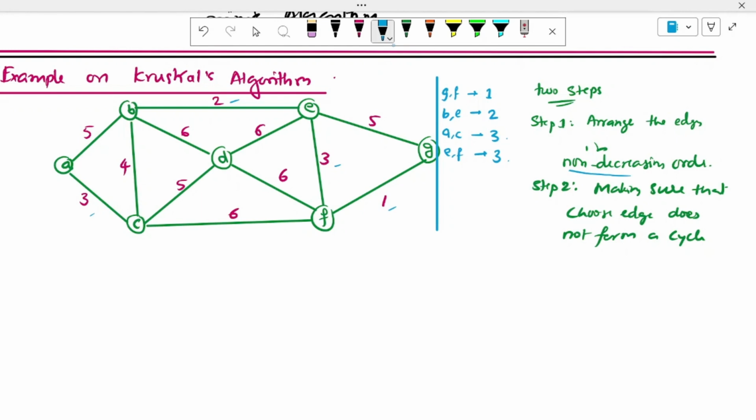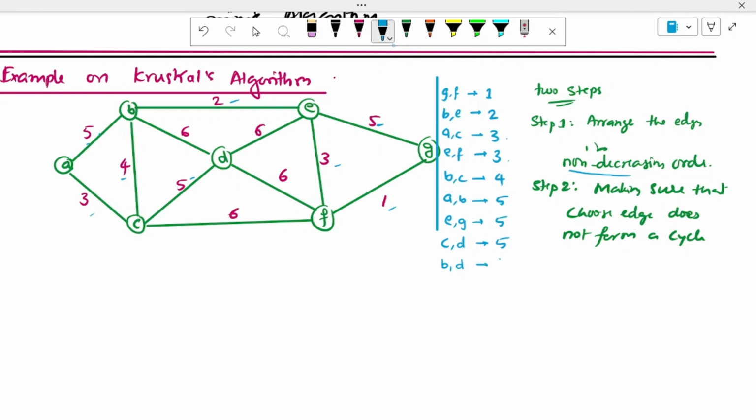Now coming to the next edge, that is BC with weight 4. Any other with weight 4? Okay, no. Now consider the next one, 5. A comma B is 5, and then E comma G is again 5. This is done. This is done. And then I have got C comma D, again 5. This is done.